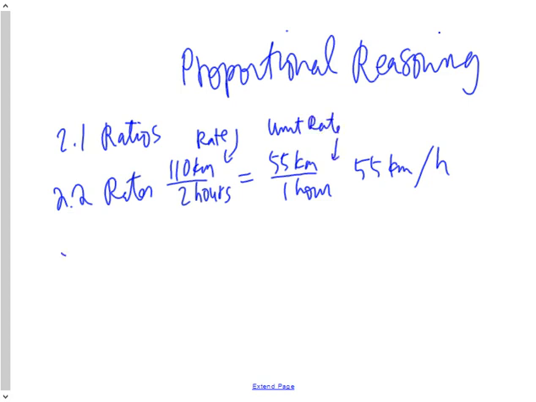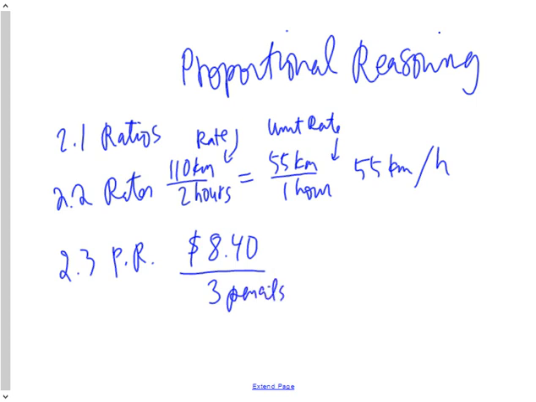In 2.3, on proportional reasoning, we'll just call it PR, let's give an example. What if I was to say it was $8.40 for 3 mechanical pencils. Okay, for 3 pencils. How much would it be for 4 pencils?